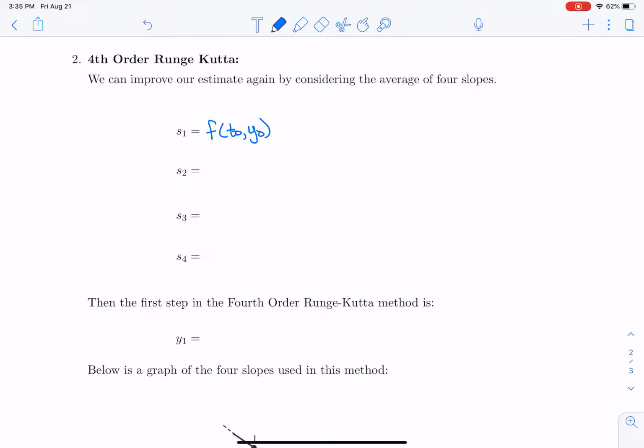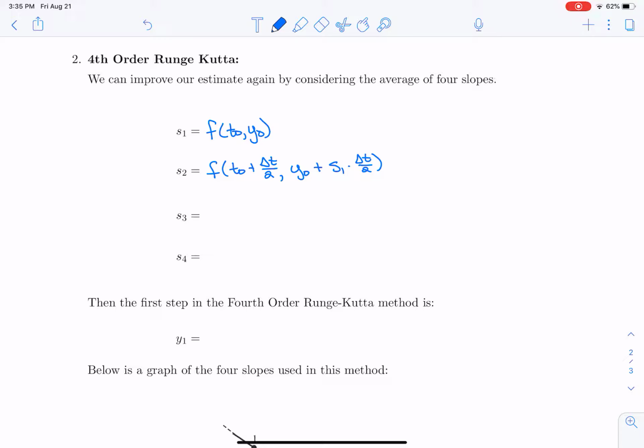And then instead of moving forward a full delta t, let's move forward half a delta t to t0 plus delta t over 2. And then we're going to consider our estimate half a delta t forward based on the previous slope. So we'll consider it based on y0 plus s1 times delta t over 2. Okay, so again, that is our estimated solution half a time step forward based on the first slope.